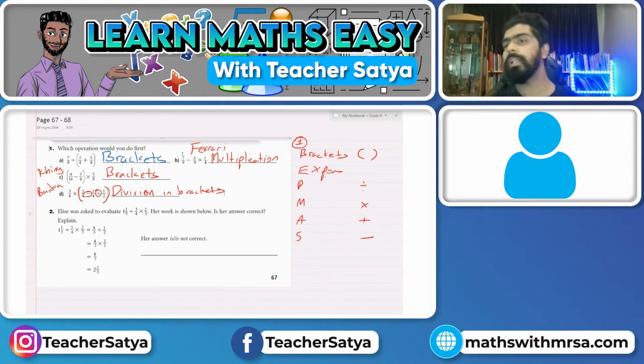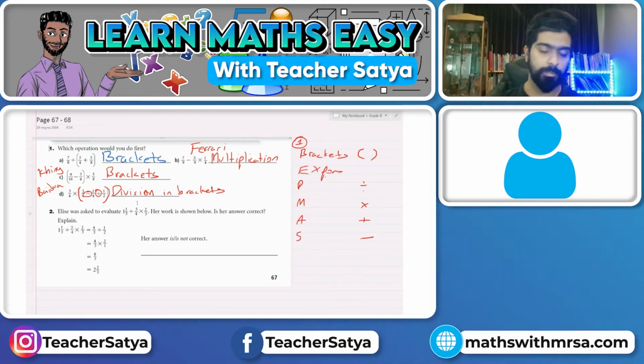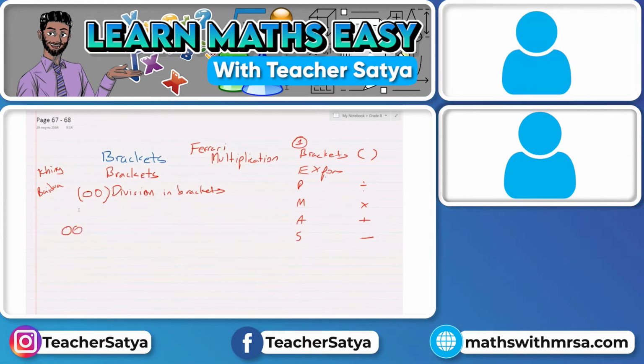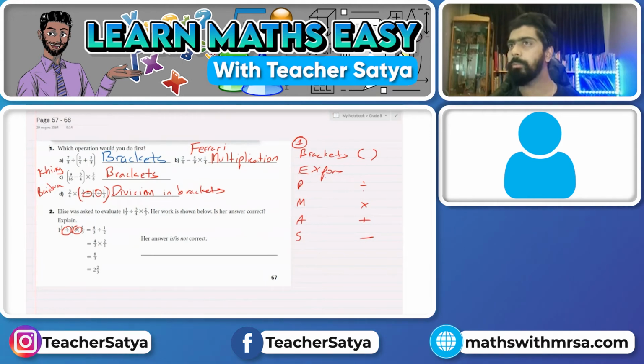All right, now let us go to question number 2. Question number 2 is telling us Elise was asked to evaluate this. Her work is shown below. Is her answer correct or wrong? If it is correct, you'll write correct. If it is wrong, you'll write wrong and then tell us why. So which one will we do first here? We have division and multiplication, right? Which one will we do first? Divide. We would do the divide first. Very good. But before that, do we have to change something to something?